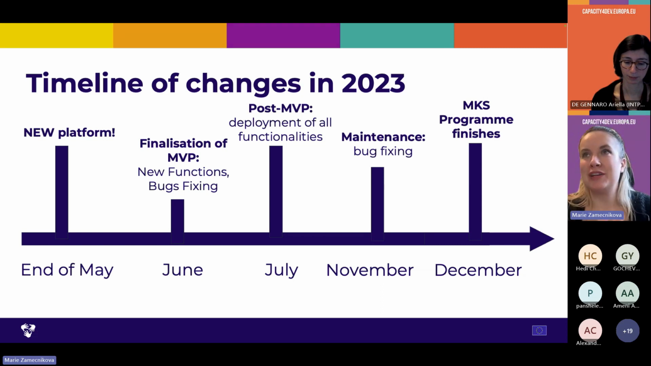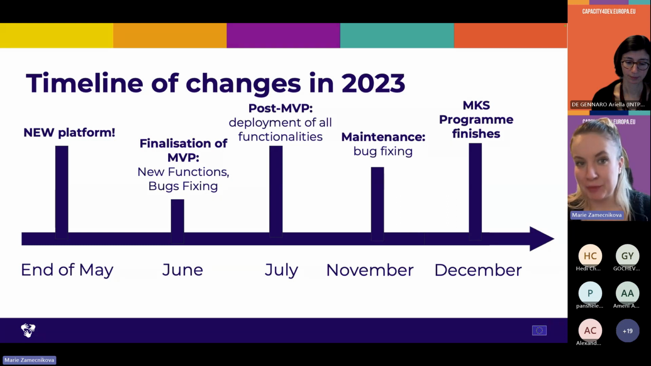So, for example, when you see something on the platform that doesn't look right or doesn't work, don't hesitate to write to us at support at capacity4dev.eu, and we will try to fix it as soon as possible.